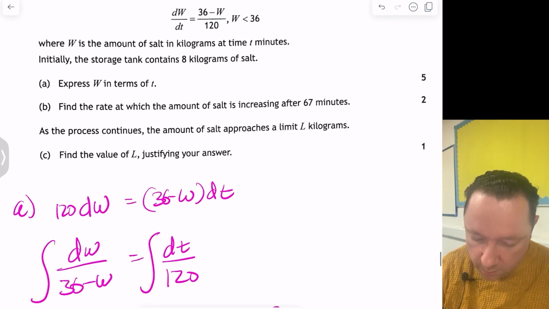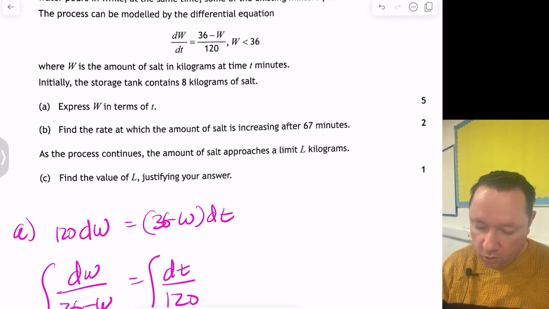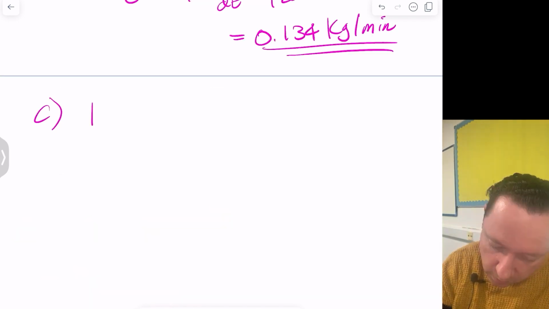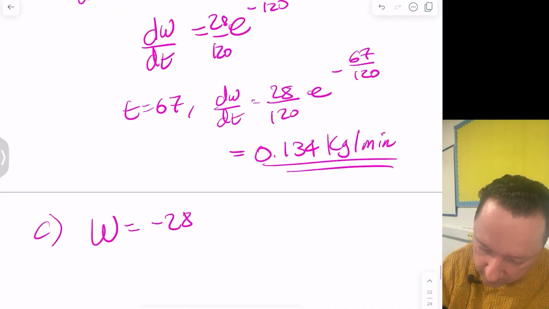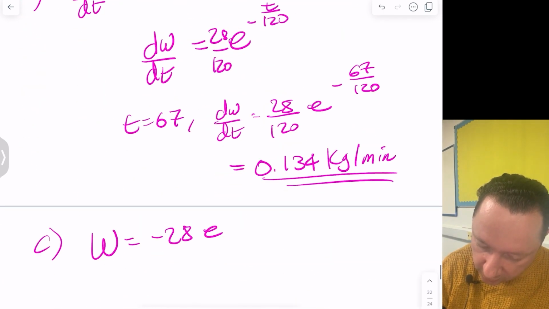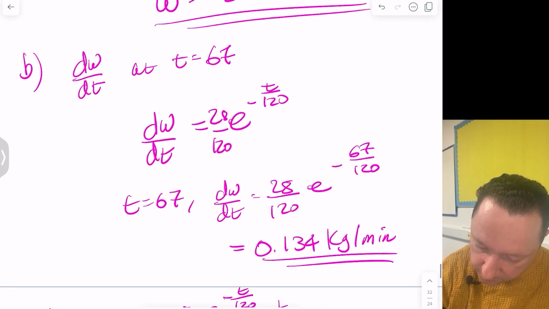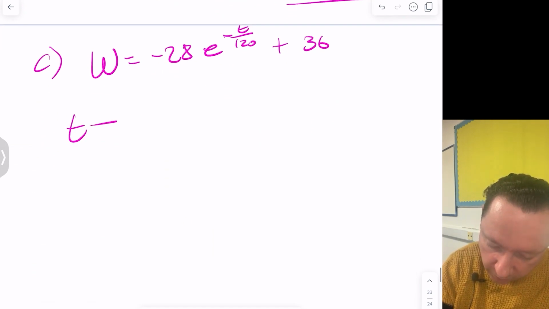So we're done there. Part C. As the process continues, the amount of salt approaches a limit, L kilograms. Find the value of L. So W equals minus 28 e to the minus t over 120 plus 36. So we're wanting to know what happens as t goes to infinity.